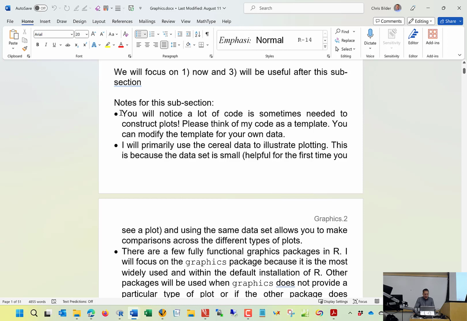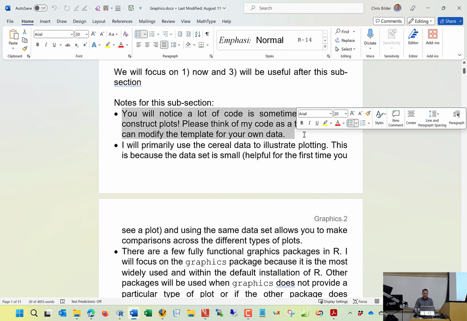Now, there's going to be a lot of code again. We'll always have lots of R code in our course, but I think this is the peak in terms of the amount of R code that there is. Again, think of my code as a template for your own.